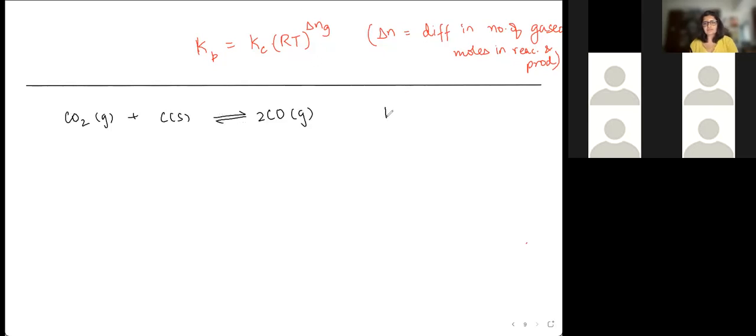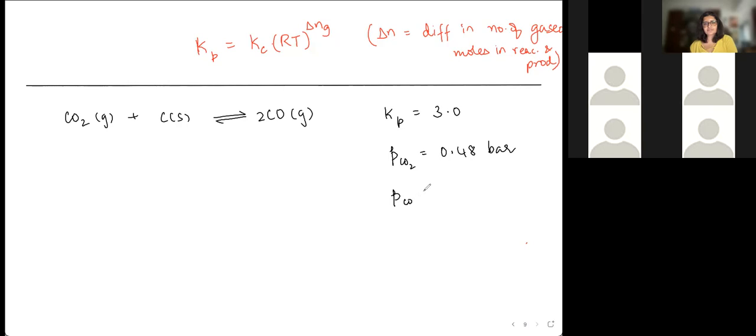What are the given values? I know you're given KP. How much is it? Three point something. Right. What else are you given? The partial pressure for CO2 is given as 0.48 atmospheres. Be careful, guys. What else? For CO, it is zero.